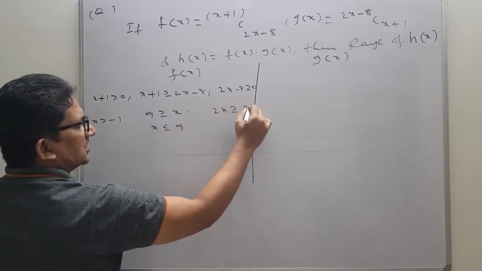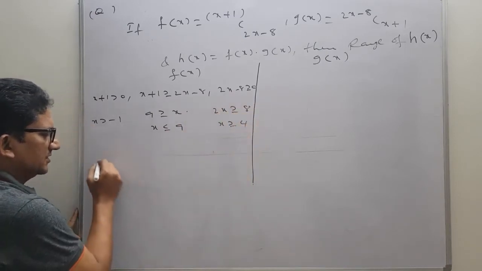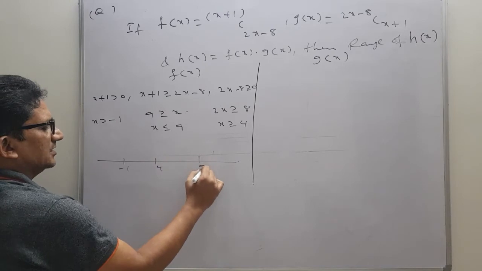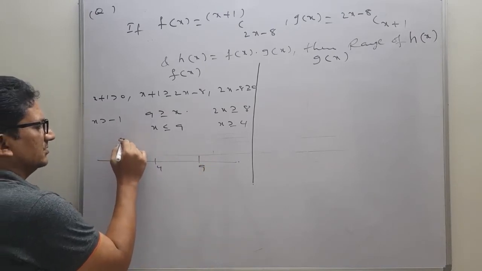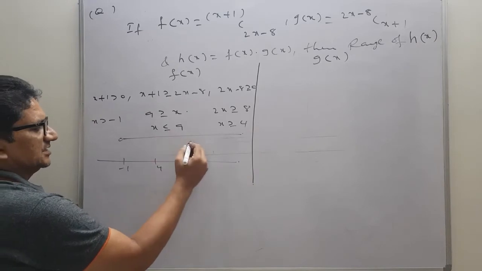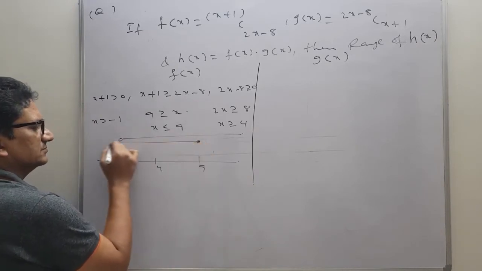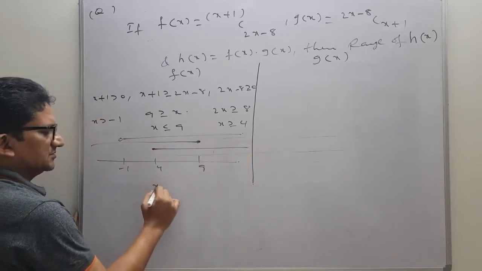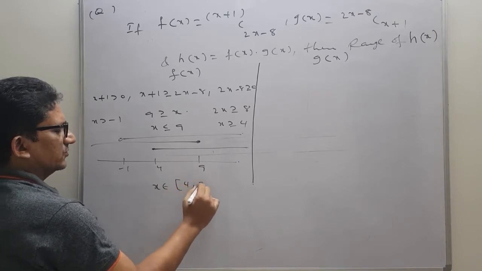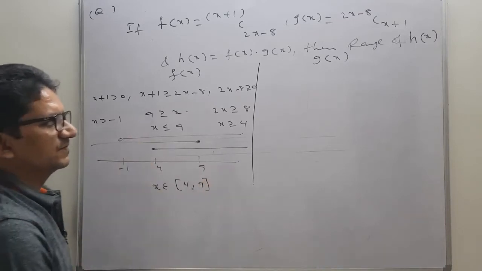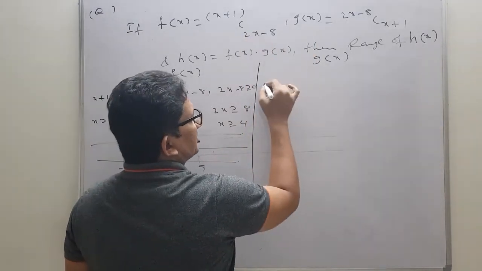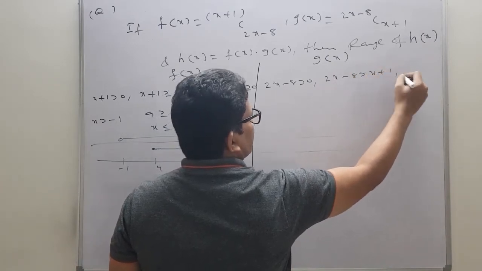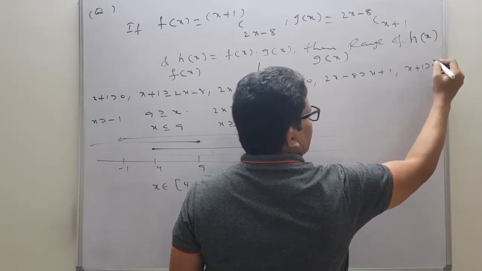And here 2x is greater than or equal to 8, so x is greater than or equal to 4. Here we form a number line with the values minus 1, 4 and 9. x is more than minus 1, and x is less than or equal to 9, so we darken this portion, and x is more than or equal to 4. That means x belongs to 4 to 9 is one set, which we will keep here. We come back to g of x. In g of x, 2x minus 8 is greater than 0, 2x minus 8 is greater than x plus 1, and next x plus 1 is greater than 0.